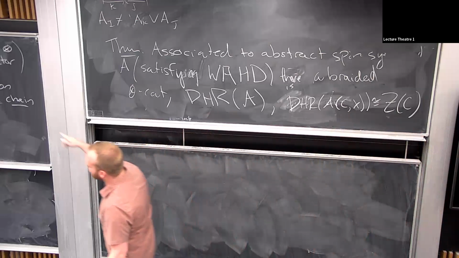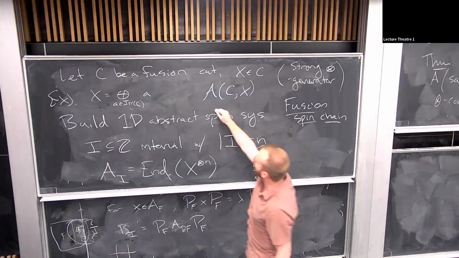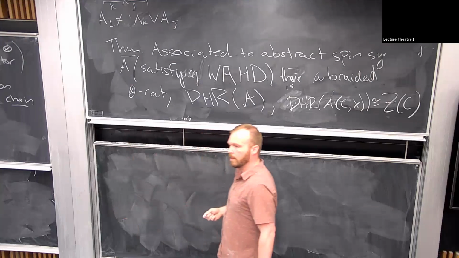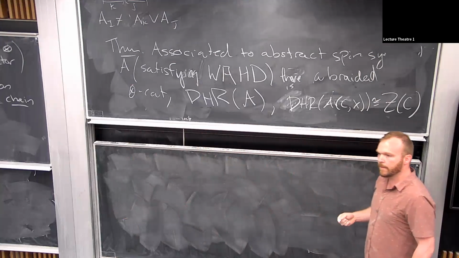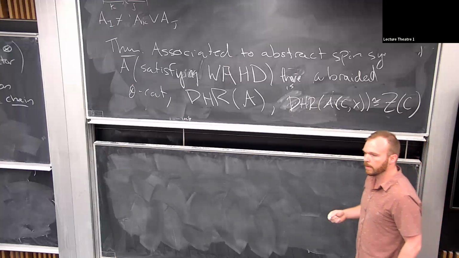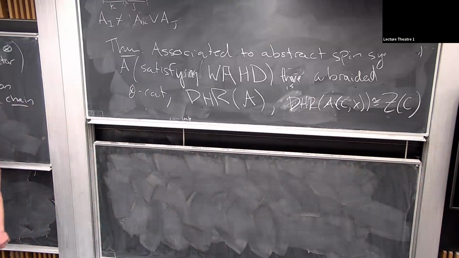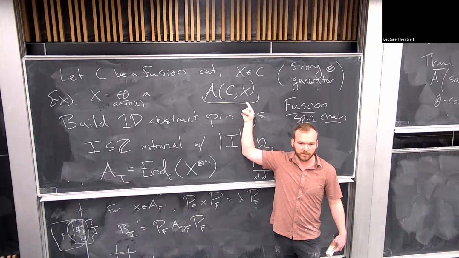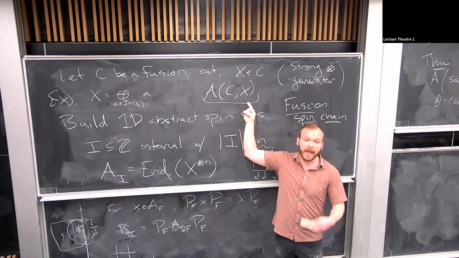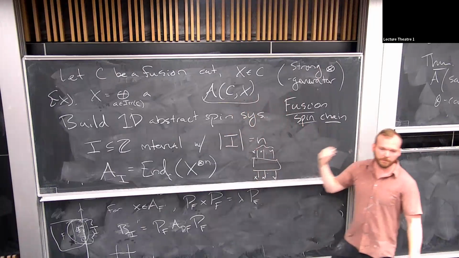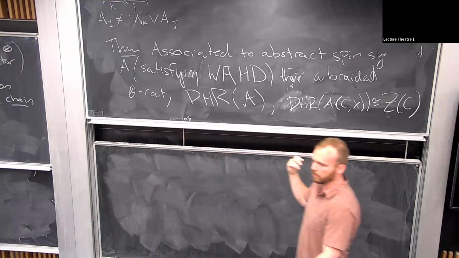Oh, it's this net of algebras we built from a fusion category and a generator. Like building the spin system. Yeah, we built these spin systems. It took two pieces of data, a fusion category, and then a special object in that fusion category that tensor generated. And this didn't have to be a tensor generator to build the net, but for this theorem to be true, we need the net.